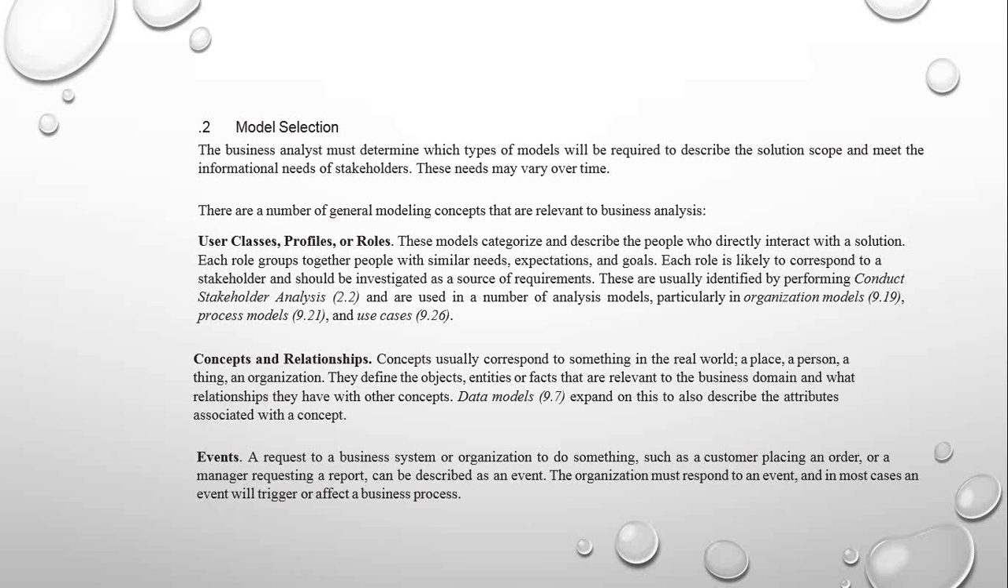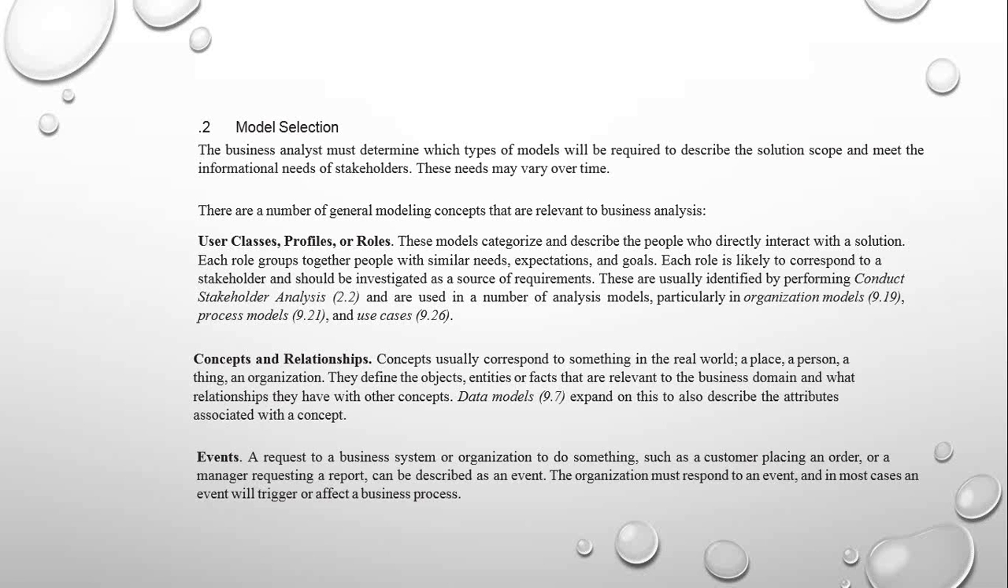These are usually identified by conducting stakeholder analysis and are used in a number of analysis models, particularly in the organization model, process model, and use cases. So we are saying, okay, who will have what level of access, how that is going to work, what is each stakeholder's expectation, what is each group's expectation. All these things are bundled up together as part of this model selection process under user class, profile, or role.